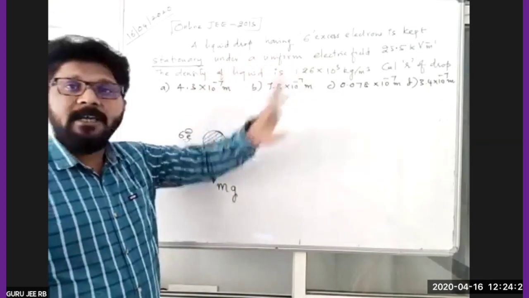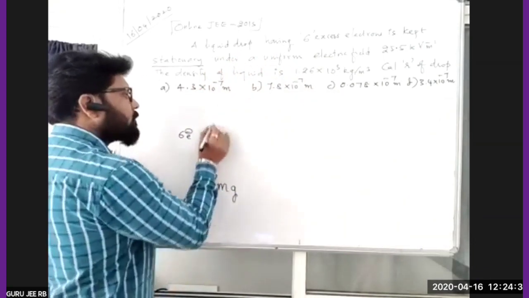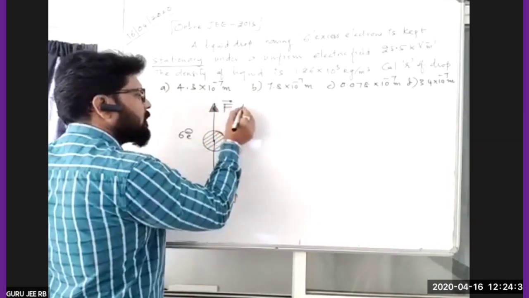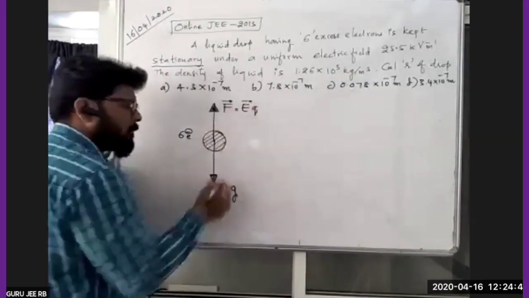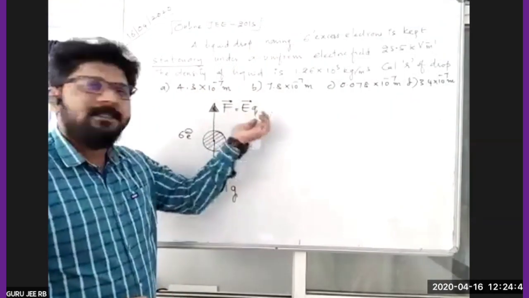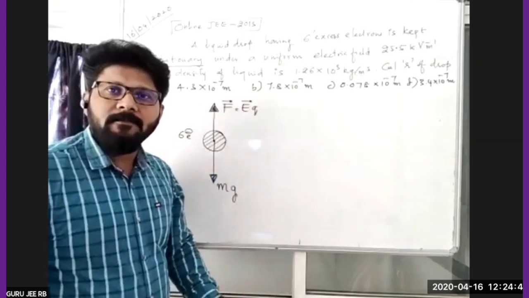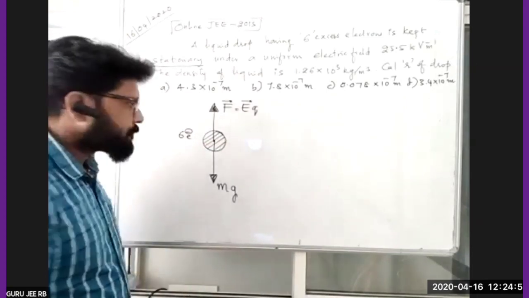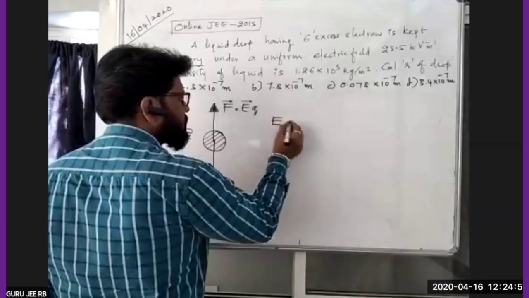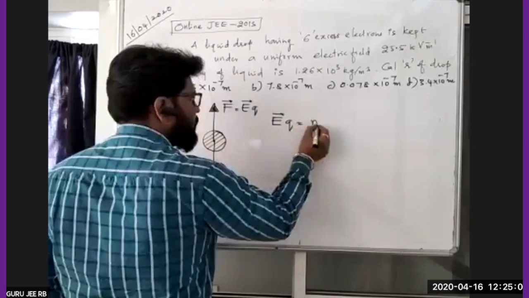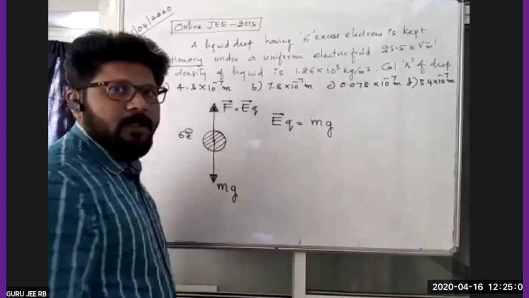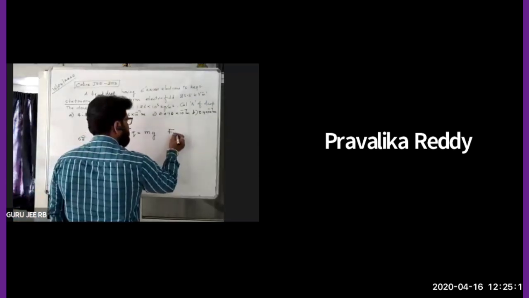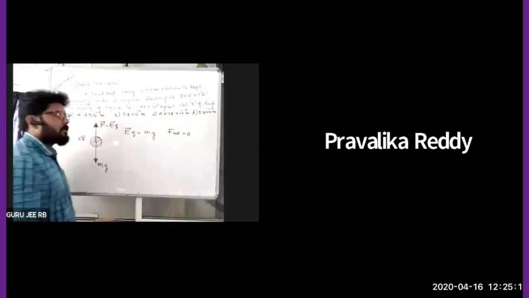It is not given in which direction it is acting, but the force due to this electric field should act in the upward direction. This is nothing but E into Q acting upward. Then only it will be stationary. Mg should be balanced by EQ. Both should be in equilibrium. Then the net force will become 0, and it will be stationary or at rest. That means EQ should balance M into G. Then only it will be in the stationary condition, where the net force is 0.